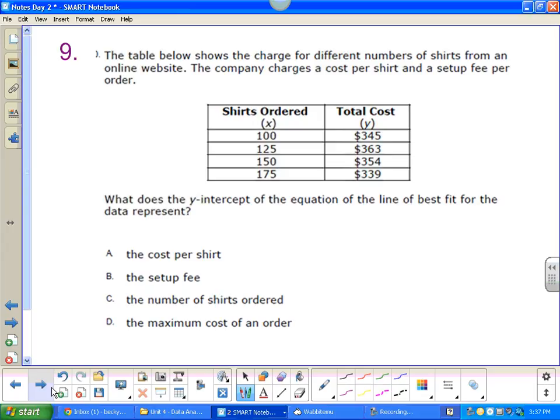Okay, well, let's go back to the problem. It says the table below shows the charge for a different number of shirts from an online website. The company charges a cost per shirt, that's going to be my slope, and a setup fee, that's going to be my y-intercept. And it says, what does the y-intercept of the equation represent? And that's going to be your setup fee. The cost per shirt is your slope. The number of shirts ordered is actually your X value, and nothing in here tells me what the maximum cost of an order is going to be.